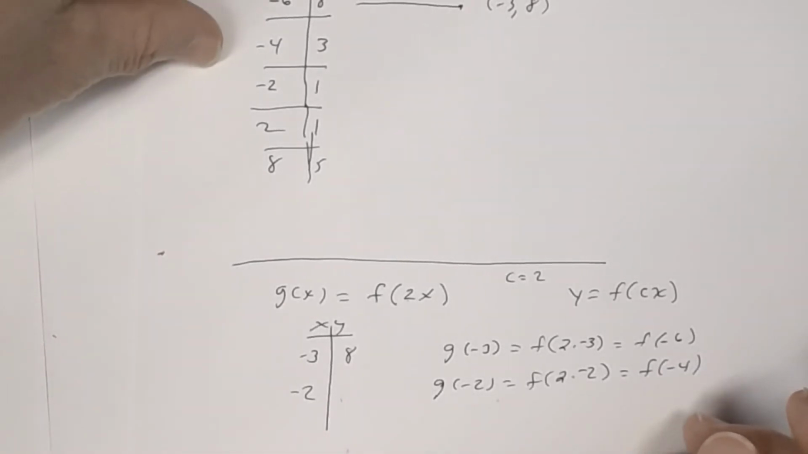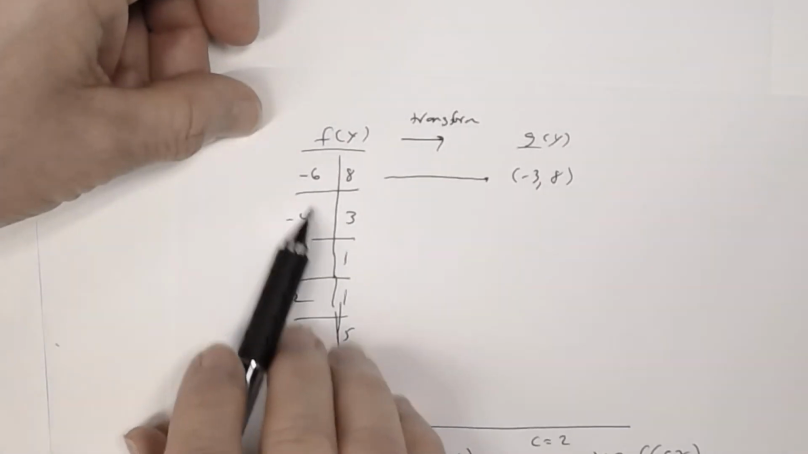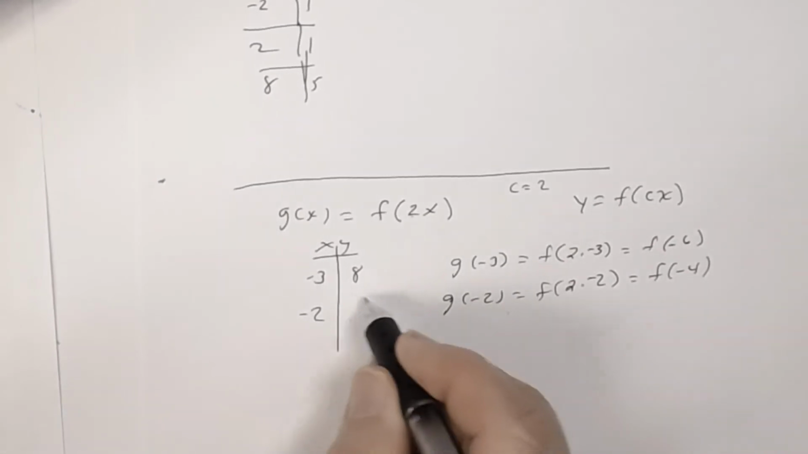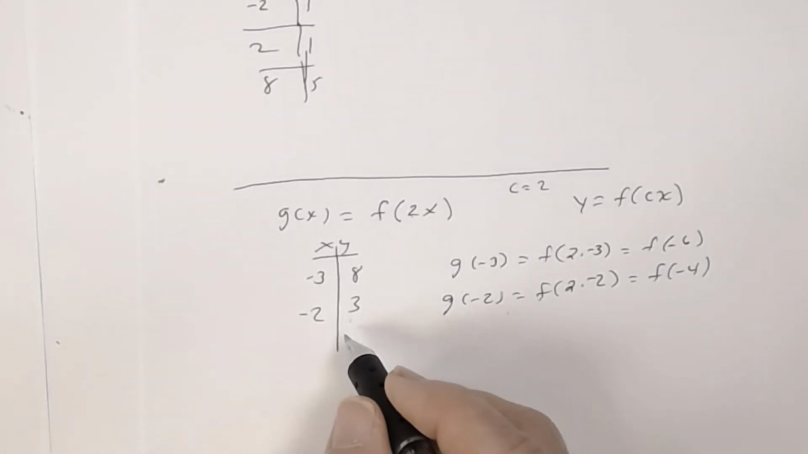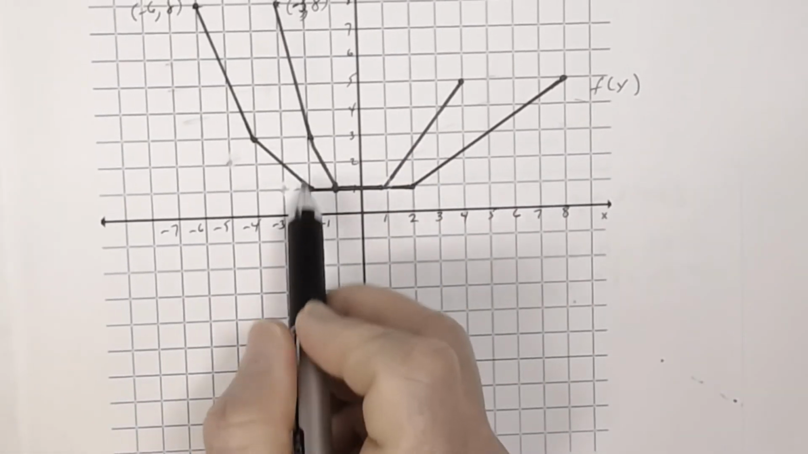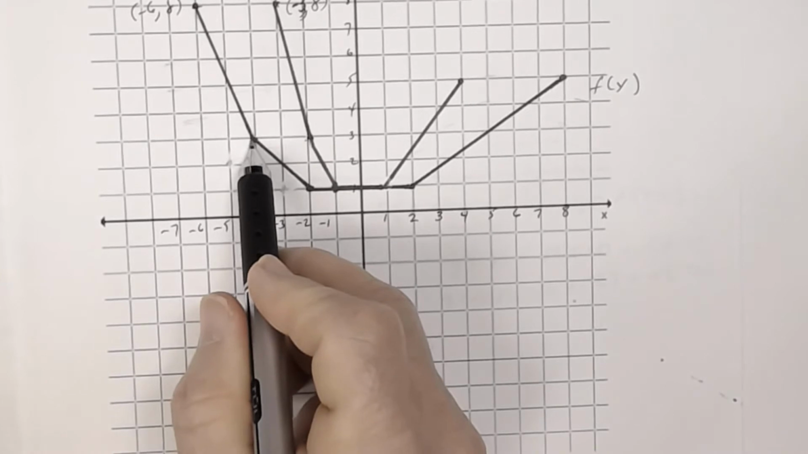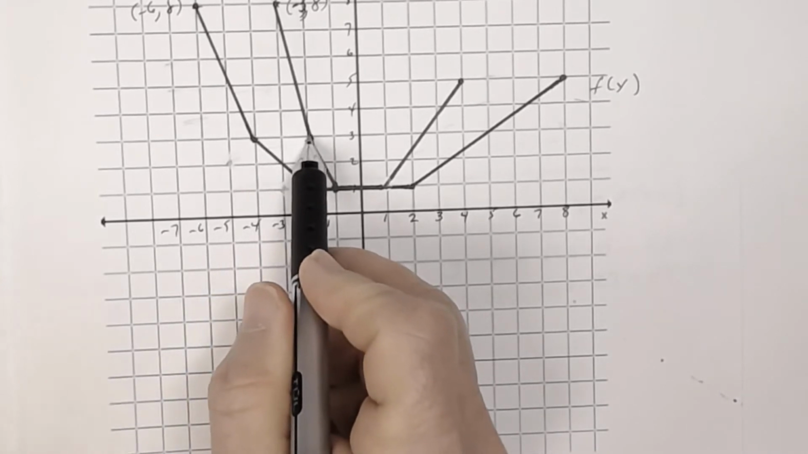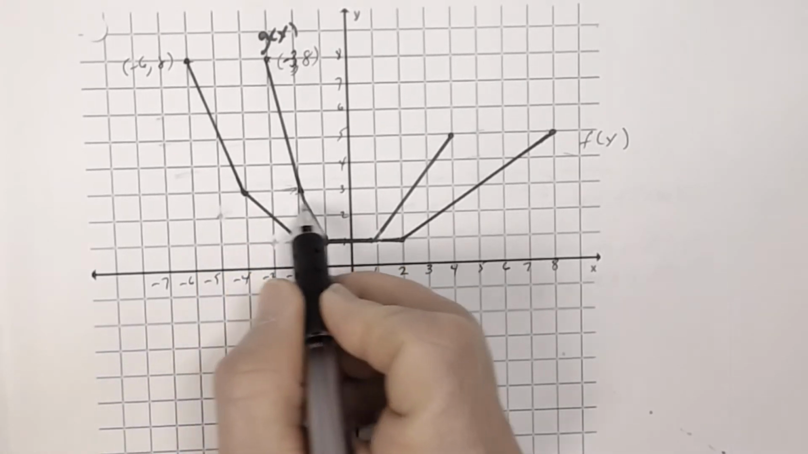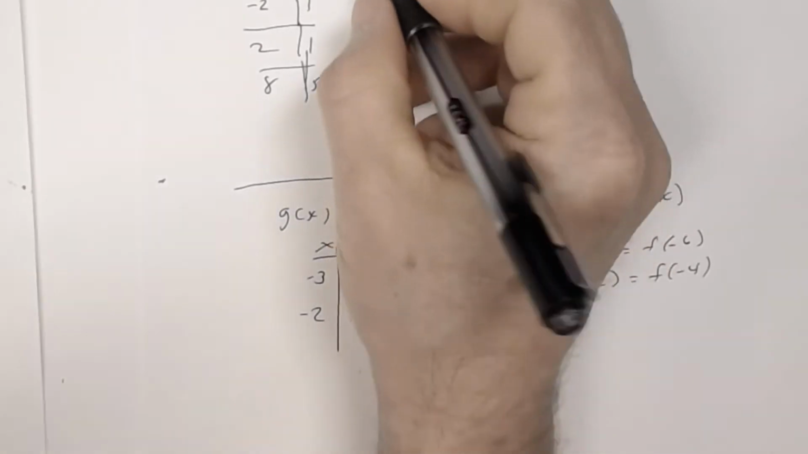Well, let's look. What is f of negative 4? What's the y value when x is negative 4? 3. So this is 3. Well, I want you to see something. Let's go here. What is this point right here? This point? Negative 2, 3. So this point transformed to what point? You see what I'm saying? This point transformed to what point? Negative 2, 3. So look what I'm doing.